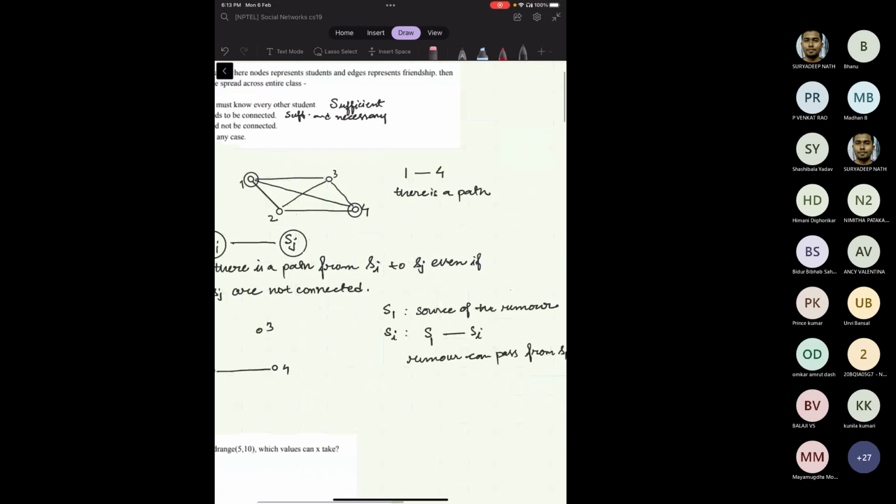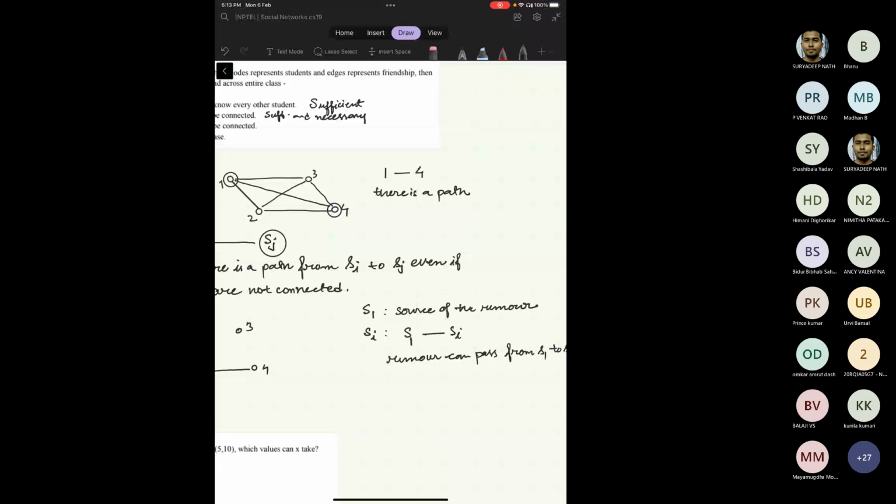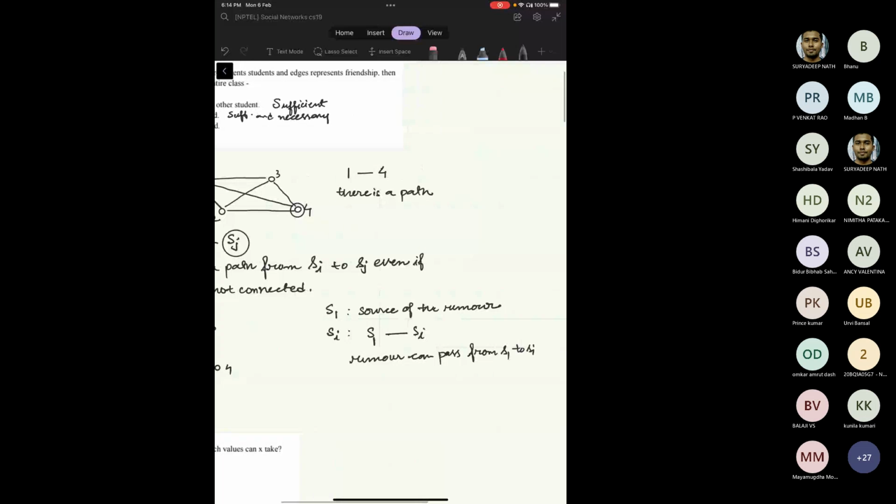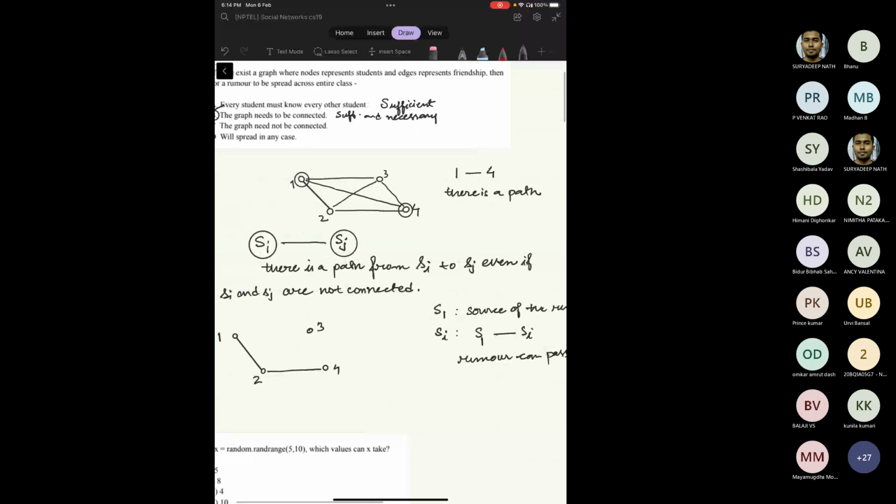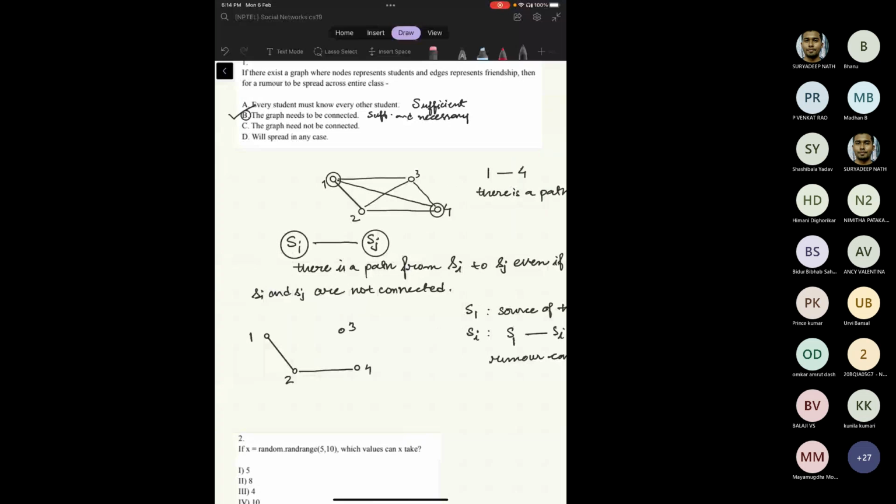So suppose S1 is the source of the rumor. S1 is some particular student, and we consider Si to be all other students in the class. For any Si, there exists some path from S1 to Si, and therefore the information can always pass on from S1 to Si. In this way, the rumor can spread to the entire class.